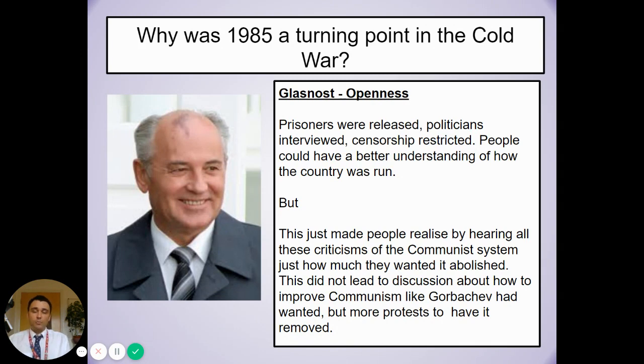So how did this work? We saw political prisoners being released. Politicians were now interviewed, and some tough questions were asked, and this hadn't happened for a lot of politicians before. Censorship was restricted. People could have a better understanding in how the country was run. But all of these criticisms that had been heard by people just made them realise how much they wanted communism gone. They didn't want to change and improve communism, like Gorbachev had thought. They just wanted it scrapped completely and the capitalist system brought in. When people are hearing about the secret police arresting people without trial, when people are hearing about low wages and poor living conditions, people realise actually they want it gone completely.